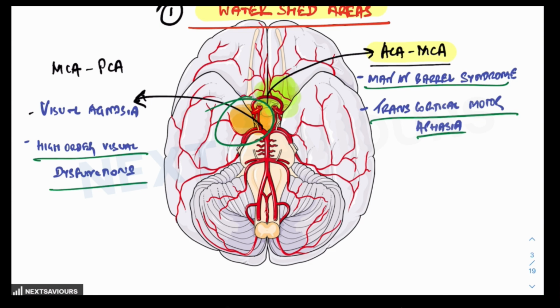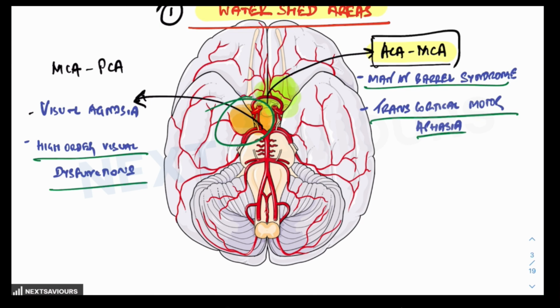You already are aware of the fact that watershed areas, which are also known as border zones, in the brain are the regions which are located between the two major arterial territories where the blood supply overlaps. So these areas are vulnerable to ischemia, that means watershed infarcts during hypoperfusion states such as hypotension, cardiac arrest, or severe atherosclerosis. So there are two watershed areas which in particular are important for you to remember.